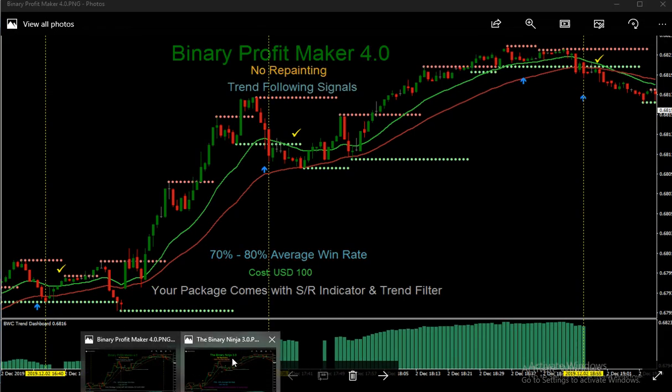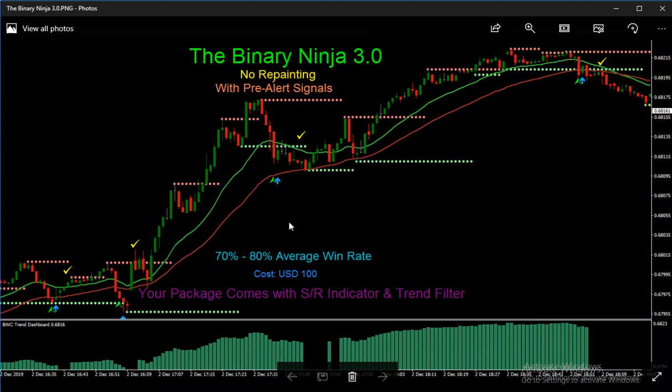Now, the beautiful thing equally with the binary ninja is the arrows do not repaint. In fact, the moment the first green arrow stays on a closed candle, you are guaranteed that the next arrow will appear. That is how it is non-repainting. This one can appear and blink as this candle is forming, but the moment this candle is closed, this arrow is permanent and the next one is guaranteed and will appear immediately the candle starts forming.